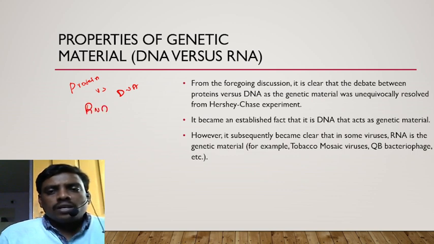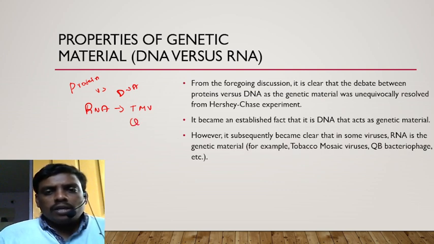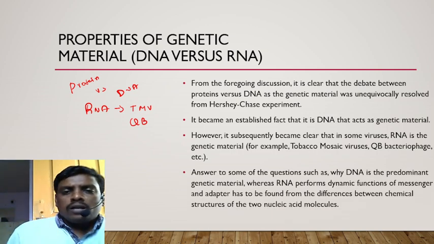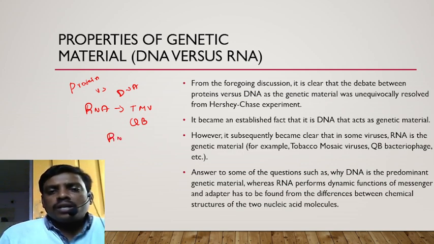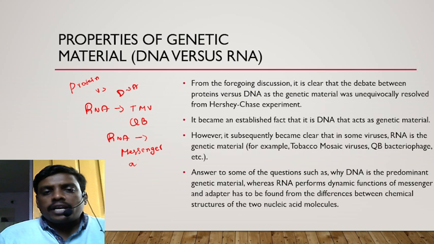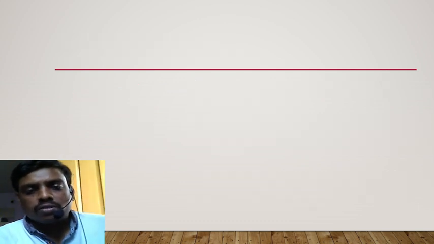RNA, if you see, is the genetic material. For example, the tobacco mosaic virus and QB bacteriophages contain RNA as their genetic material. Why is DNA the predominant genetic material, whereas RNA performs dynamic functions like messenger functions? It can act as a messenger, and at the same time it can act as an adapter, or it can differentiate between the chemical structures of the two nucleic acid molecules.